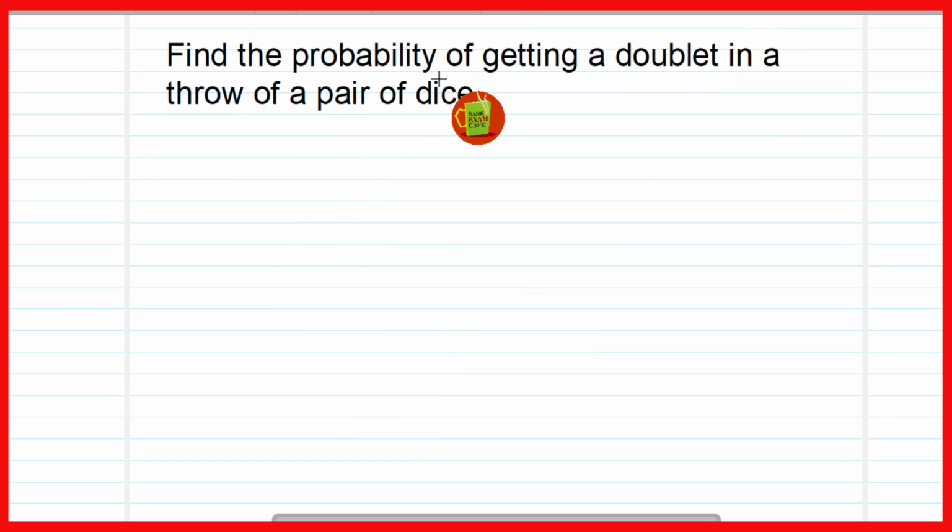Now move to the next question. Find the probability of getting a doublet in a throw of a pair of dice. Doublet means when we throw a pair of dice, it means 2 dice when we throw, then both numbers will turn up 6 and 6 or 3 and 3, means the same numbers will turn up. When we throw 2 dice, the same number will turn up, then we call it a doublet.